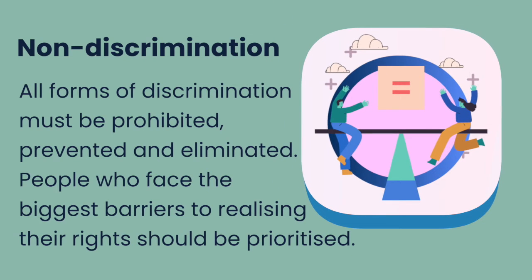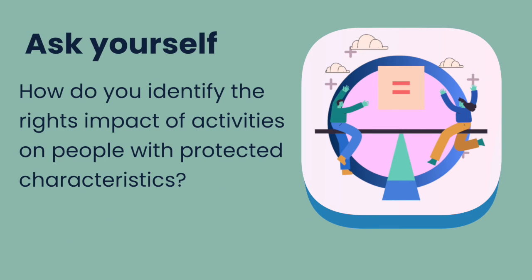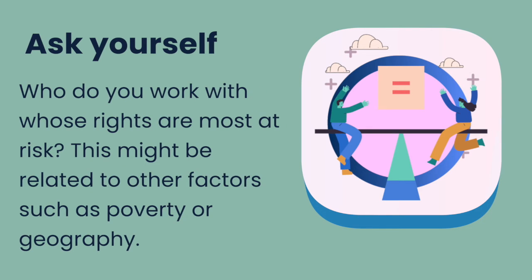Non-discrimination. All forms of discrimination must be prohibited, prevented, and eliminated. People who face the biggest barriers to realising their rights should be prioritised. How do you identify the rights impact of activities on people with protected characteristics? Who do you work with whose rights are most at risk? This might be related to other factors such as poverty or geography.